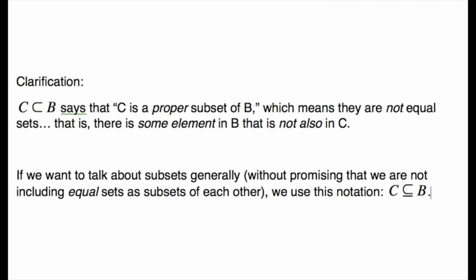A quick clarification. This symbol here says that C is a proper subset of B. That means they're not equal sets. That is, there's some element in B that's not also in C. If we want to talk about subsets generally, without promising that we're not including equal sets as subsets of each other, we use this notation.